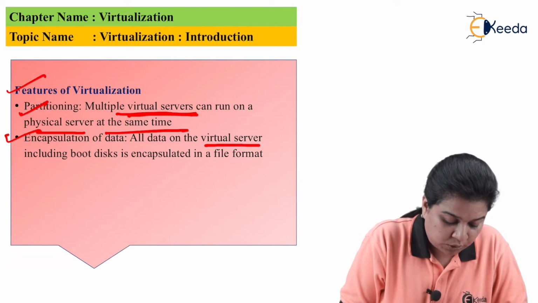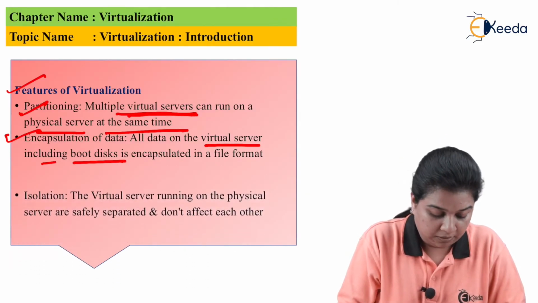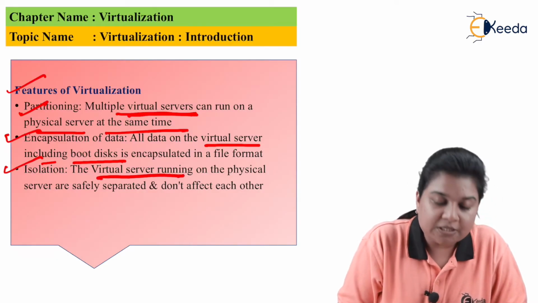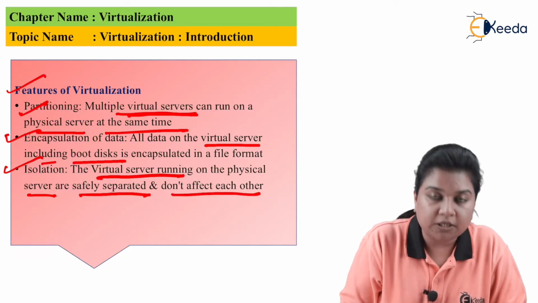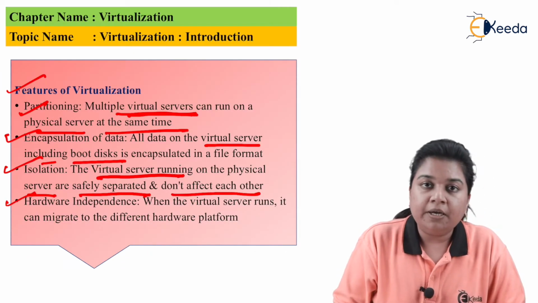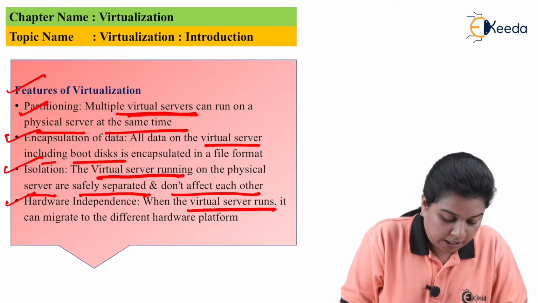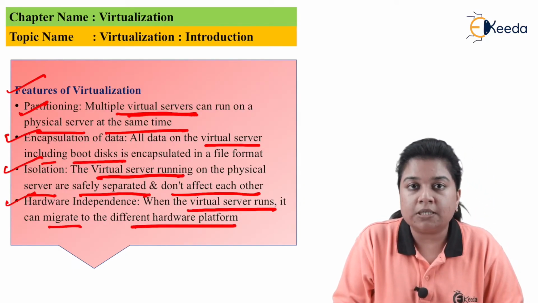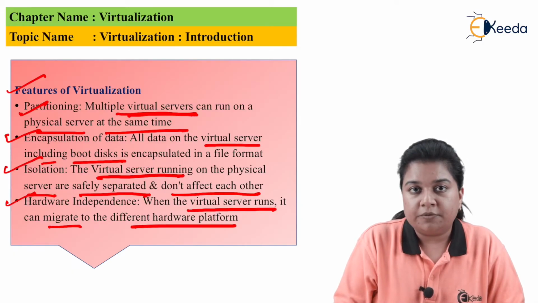Another one is the encapsulation of data. All data on the virtual server, including the boot disk, is encapsulated in a file format. Another one is isolation, the third one. The virtual servers running on the physical server are safely separated and do not affect each other. Hardware independence is the next point. When a virtual server runs, it can migrate to a different hardware platform. That is, it is not confined to a single physical or hardware platform. It can migrate from one physical platform to another physical platform.